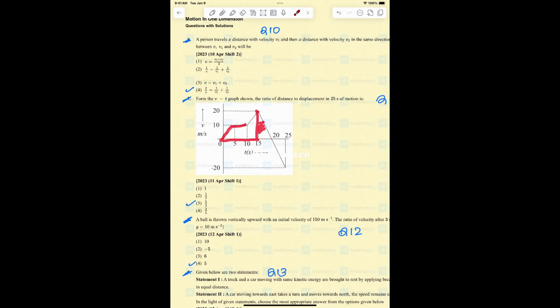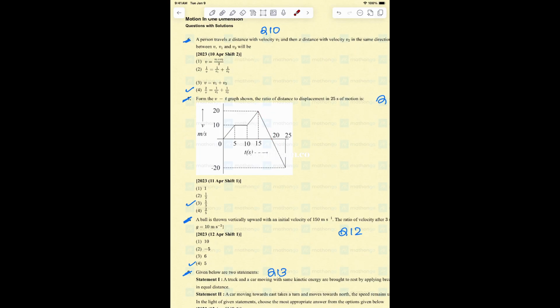Why? Because this positive area will get cancelled with the negative area. Therefore, there is no need to calculate this area up to this point. Whereas for distance, you have to double this. Doubling this is nothing but taking the congruency and adding this particular rectangle. Understand?